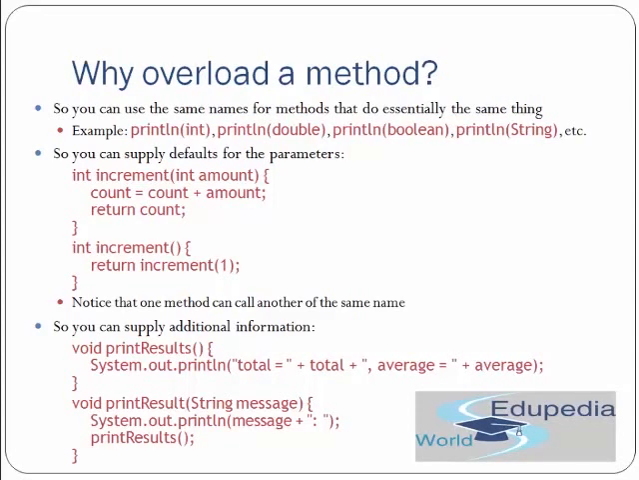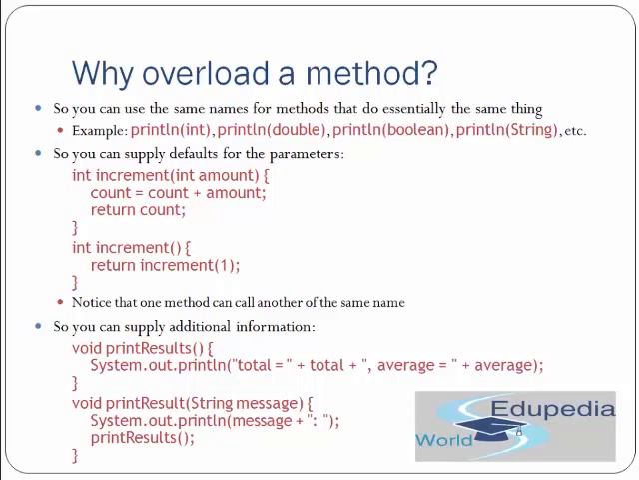So why overload a method? Why do you think that we need to overload a method? Let's see that. You can use the same names for methods that do essentially the same thing. For example, println. println is a Java defined overloaded method. It takes a number of different arguments like int, double, boolean, string, etc. Basically, you want to simply print, but what you want to print can be of a different data type.